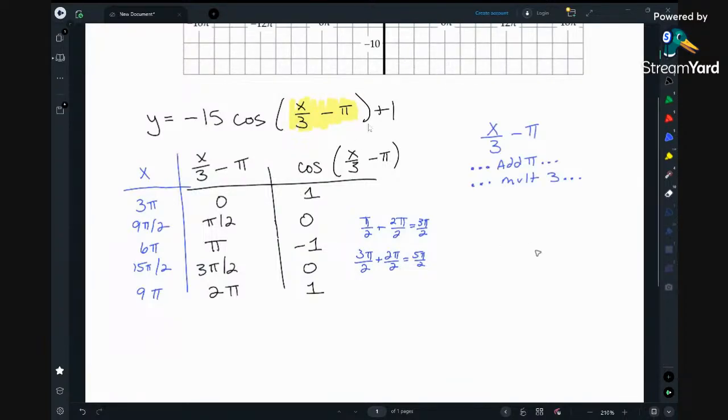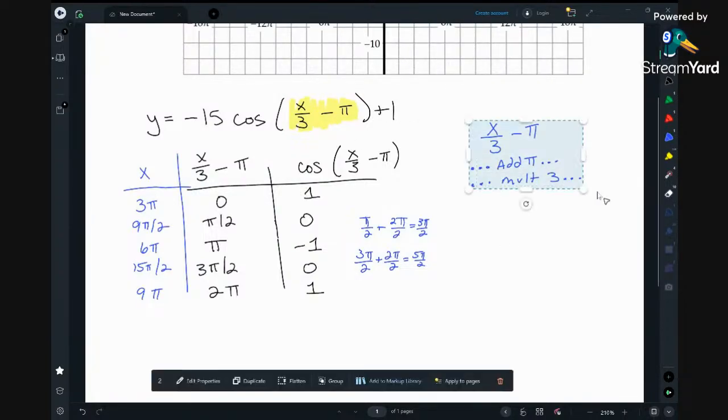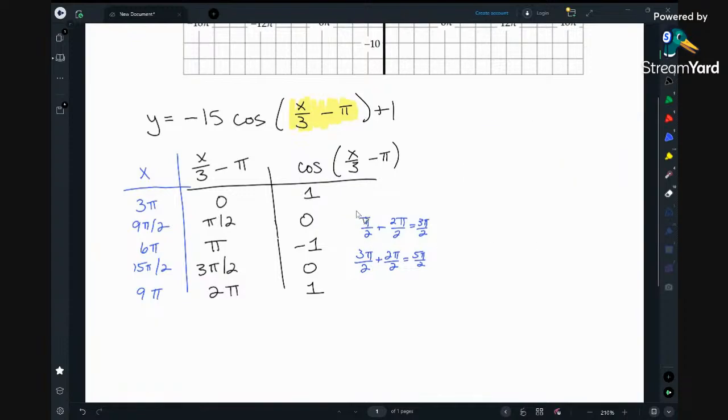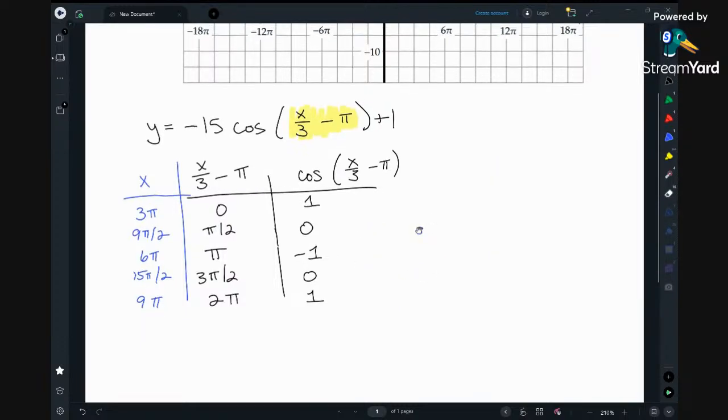See if I can delete some of this really quick. Bear with me. Sayonara. Oops, didn't want to do that. I'll just use the erase tool over here. Goodbye. I said goodbye. Okay.